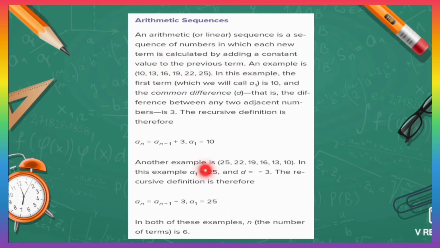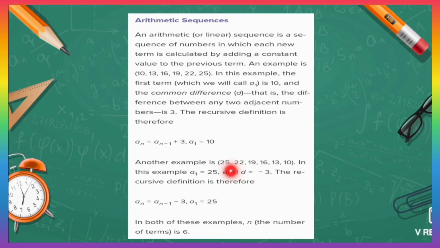Then, another example is 25, 22, 19, 16, 13, 10. Galing sa taas, binaligtad lang yung sequence niya. In this example, yung a sub 1 natin or yung first term natin ay 25. Kasi sabi ko nga, kahit na mas malaki man siya dito sa iba or mas maliit man siya dito sa iba, pag siya yung naging first dito sa sequence na to, siya yung tinatawag natin na first term. Kaya naman, ang first term natin dito sa another example ay 25. And their common difference is negative 3.